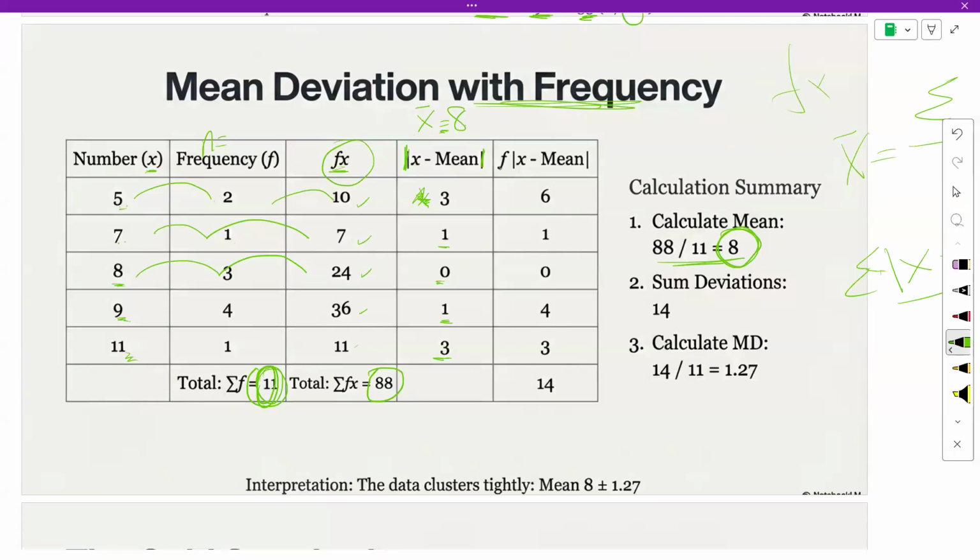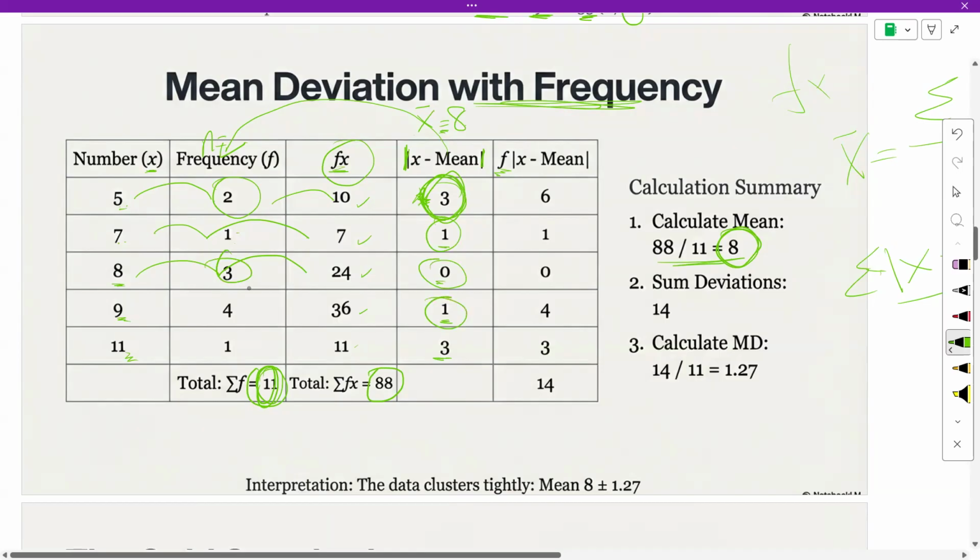Since we are using the frequency, this value should be multiplied by the frequency. It means 2 deviates 2 times, 3 deviates 2 times, 1 deviates 1 time, 0 deviates 3 times, and 1 deviates 4 times. Likewise, here 2 into 3 is 6, 1 into 1 is 1, 3 into 0 is 0, 4 into 1 is 4, and 1 into 3 is 3.